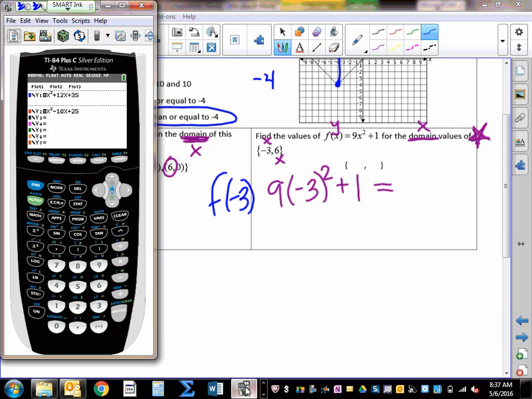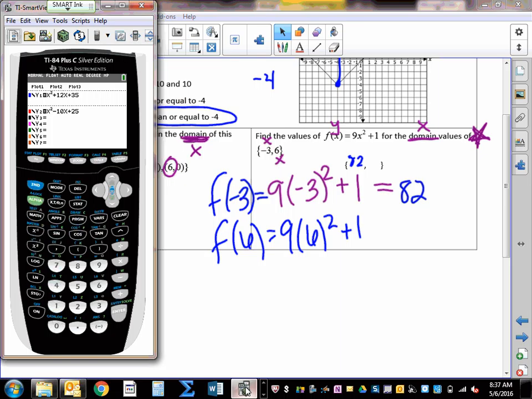We're taking negative 3 and putting it in. All right, what do we get? Good. So when we take negative 3 and put it in, we get 82. Now let's take 6 and put it in. All right, put that in your calculator and let's see what you get.